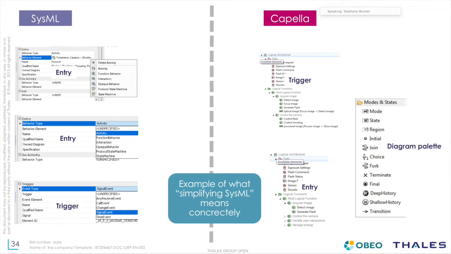It means we try to hide some of the expressiveness that comes with SysML. And I do that on a state machine, but I could do it on activity diagrams, and I could do it on other parts of SysML. And once again, it doesn't mean that this expressiveness in SysML is not useful in other contexts.